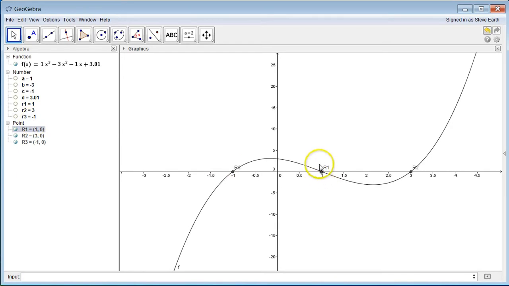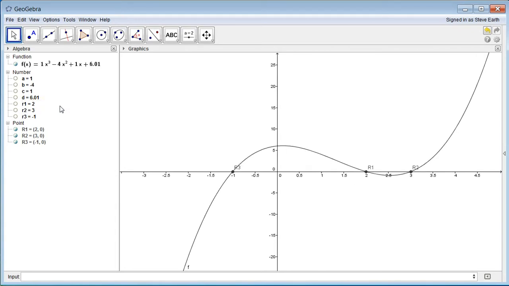Well, one thing I forgot to point out is that you don't have to just drag these values graphically. You can actually come over here, open them up, and edit them. So what I did is I double-clicked R1, and let's put R1 exactly at 2. So I'm going to backspace over the 1, type in a 2, and push Enter. And so notice R1 moved to 2, and now it's really exactly at 2.